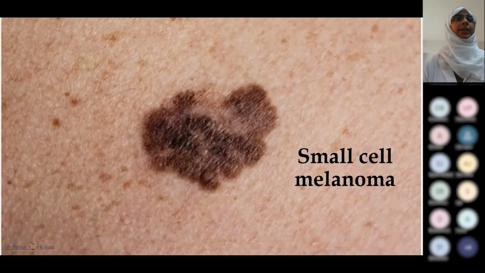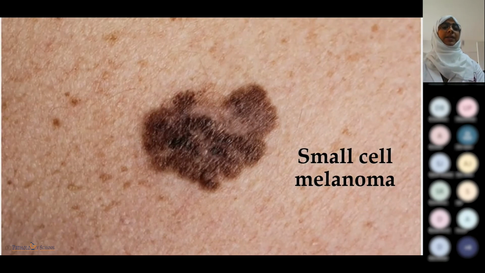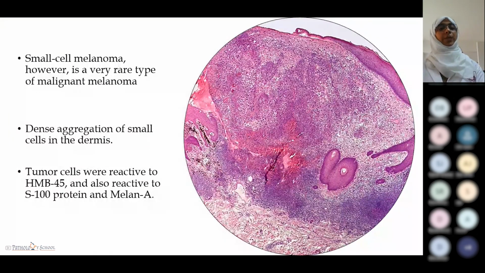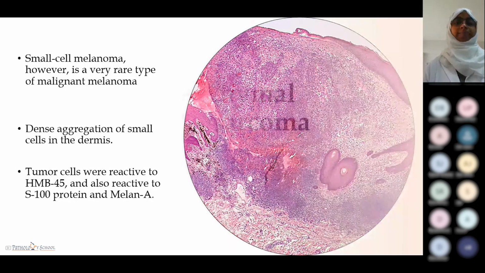Just like any other melanoma, the ABCDE of melanoma applies: asymmetry, irregular borders, and differences in color. When you look at the microscopy, it is a very rare type of melanoma, small cell melanoma. There are dense aggregates of small cells in the dermis, which will be HMB45 positive. It can be confused with a lymphoma as well, so you have to use markers like HMB45 and CD45.